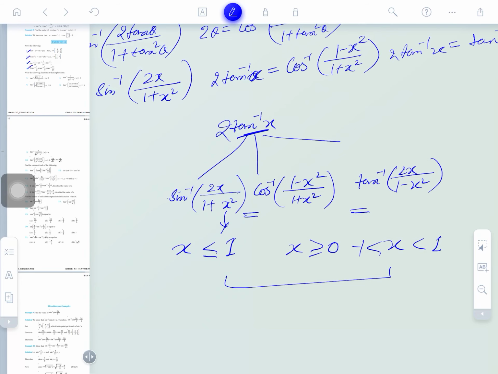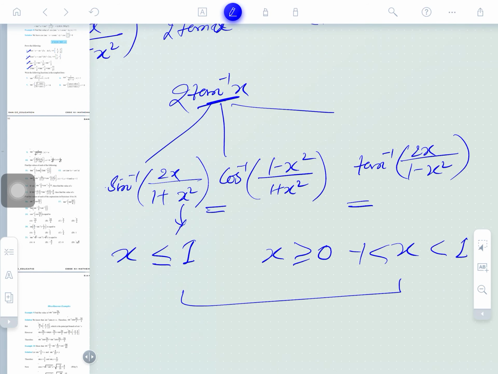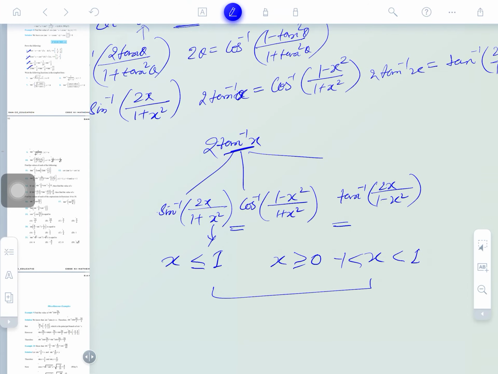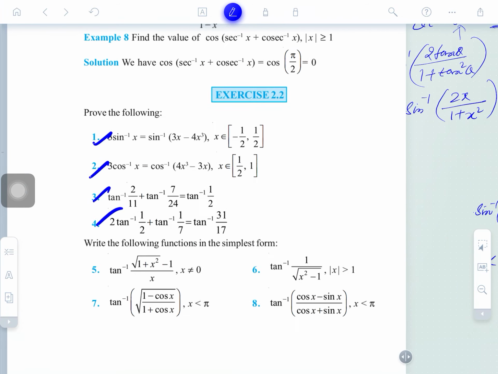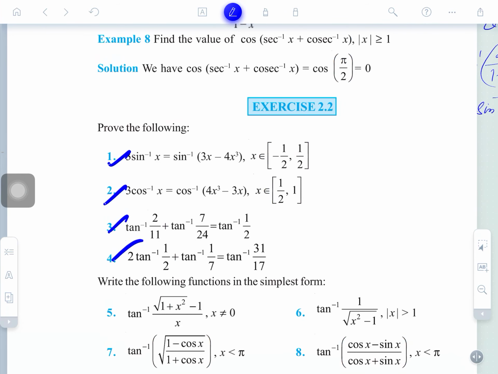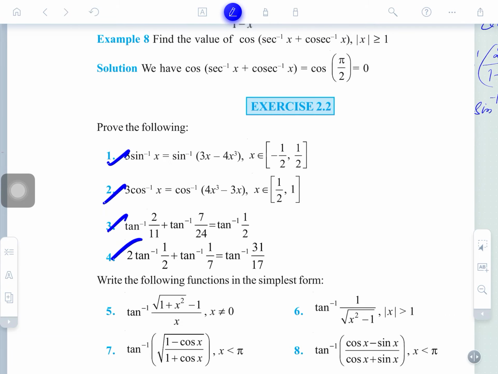2 tan inverse x is related with sine inverse of 2x by (1 plus x square), and with cos inverse, and I told you the proof of that yesterday. Now I am telling the use of that. Look at questions number 1, 2, 3, 4, which I gave you yesterday. Some students have asked me about question number 4, so I am explaining it. What is question number 4?